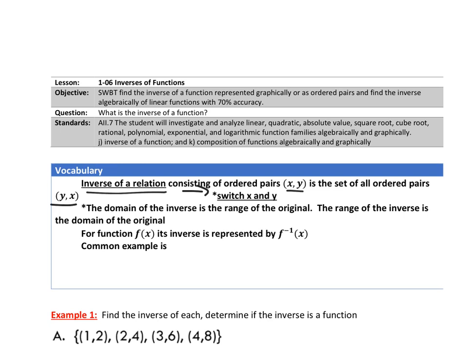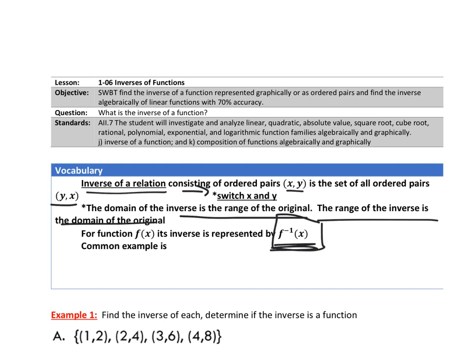So the domain of the inverse is the range of the original, and the range of the inverse is the domain of the original. Since x and y are switched, so are domain and range. And for the function f of x, the inverse is usually represented as f with a -1 almost as an exponent, but it's read as f inverse. So if this is a function, that does not mean a negative exponent, it means the inverse. Keep that in mind as we go through today.